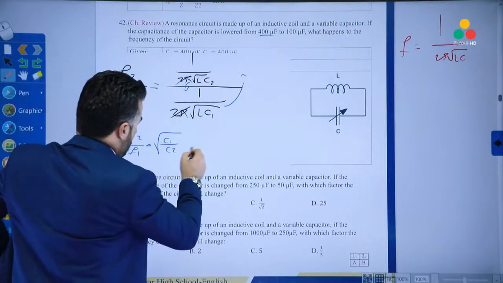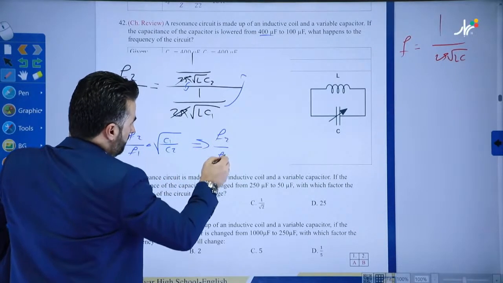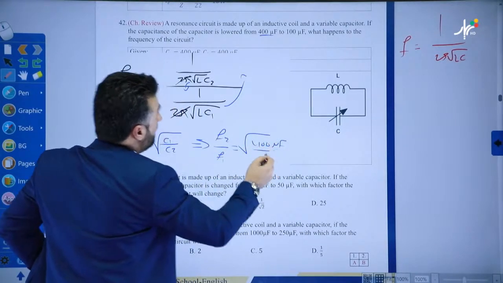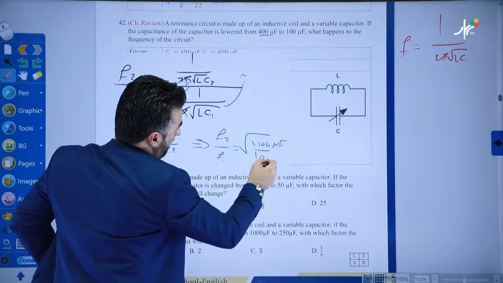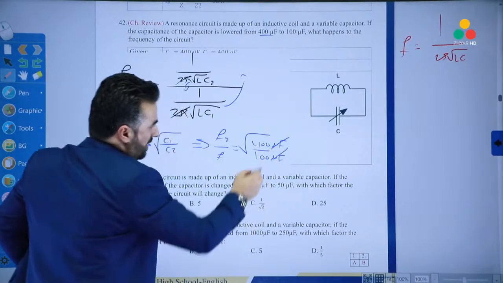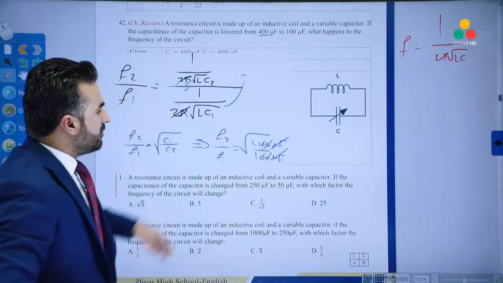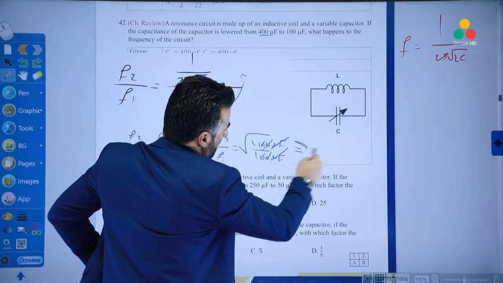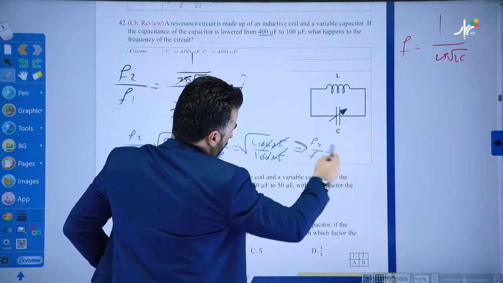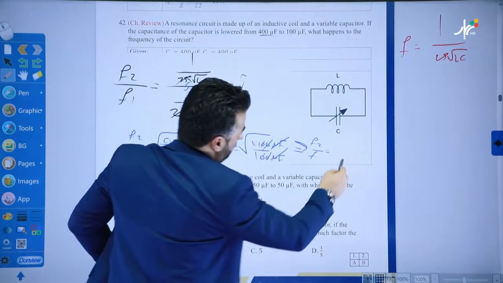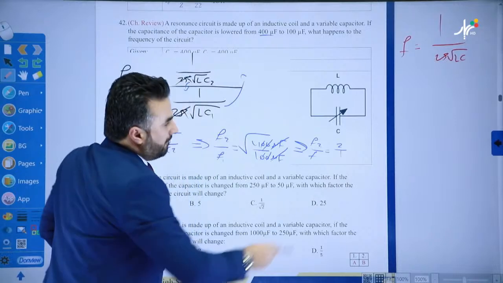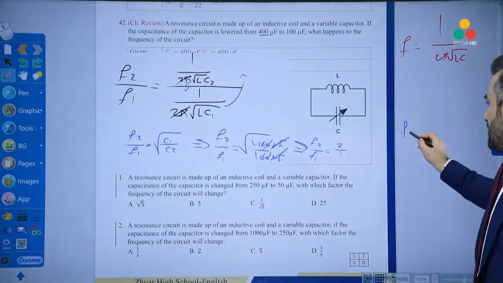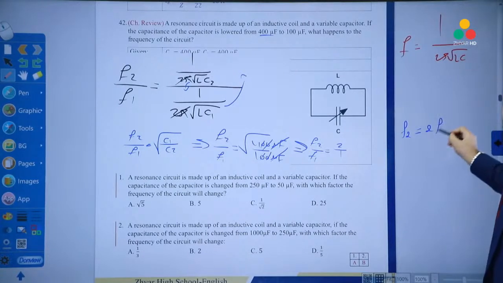If that is the case, F2 over F1 is basically equal to the square root of C1, which is 400 microfarad, and then we're lowering this to 100 microfarad. So these two will cancel out, and of course we have the square root of 4 over 1. The square root of 4 is obviously 2, so F2 over F1 equals 2 over 1. Now if we cross multiply here, we will see that F2 is equal to 2 times F1, okay?